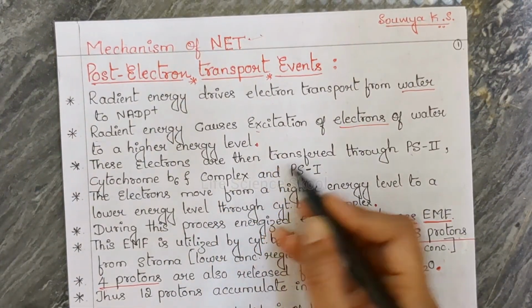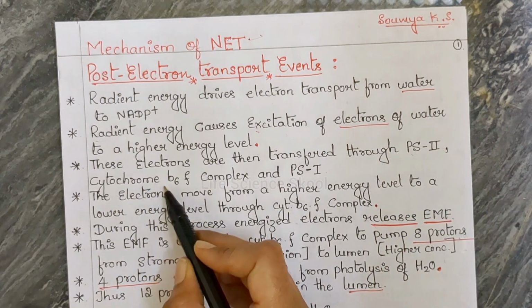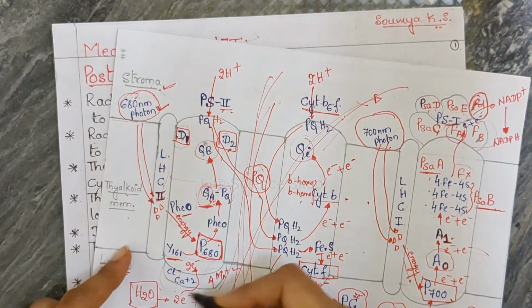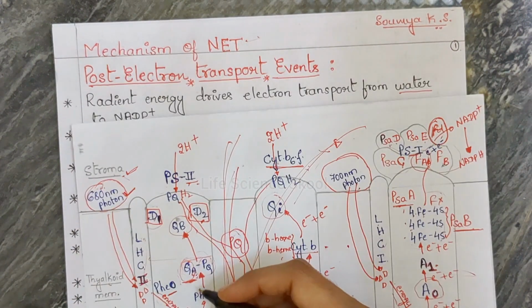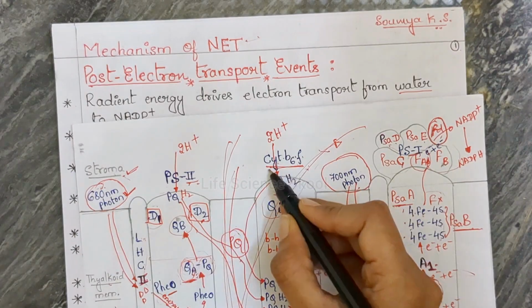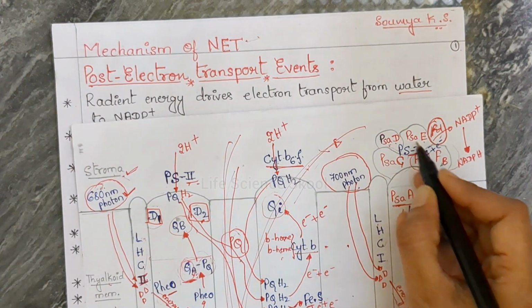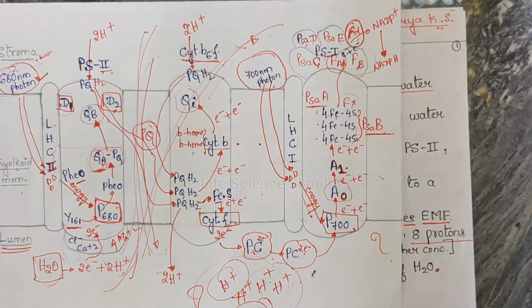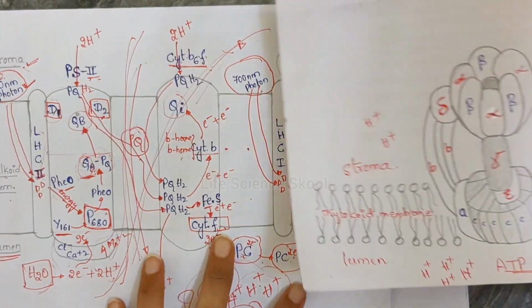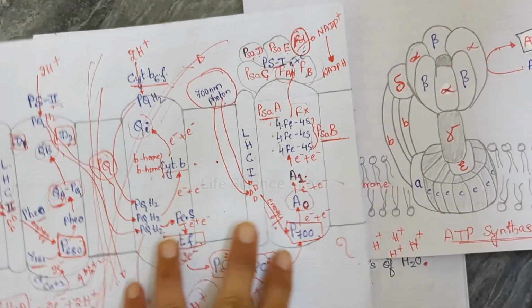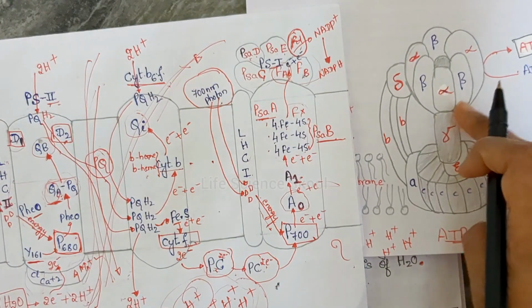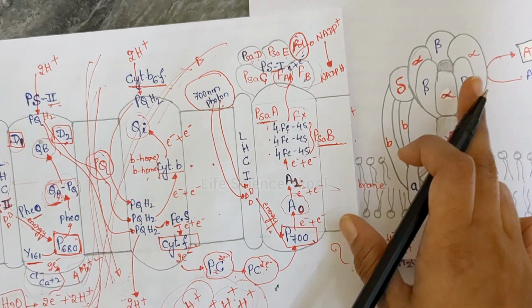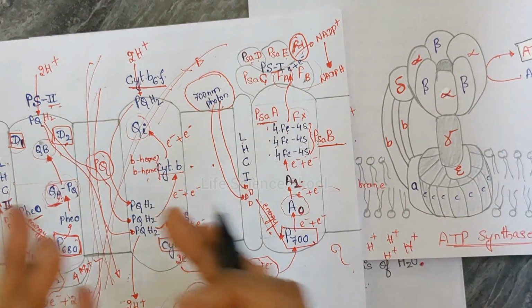These electrons are then transferred through photosystem 2, cytochrome b6f complex and photosystem 1. After the excitation, these electrons move into photosystem 2, then to the cytochrome b6f, and then on to photosystem 1. This is the diagram which I have explained previously. Continuing, they are then transferred to ATP synthase, the fifth complex. So photosystem 2, cytochrome b6f, photosystem 1, and then ATP synthase. This is the order of the complexes.